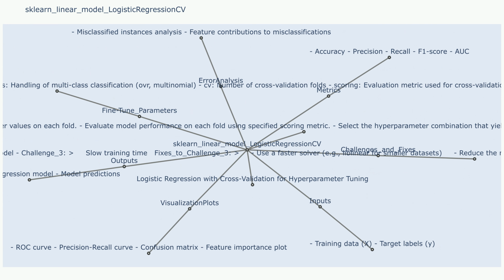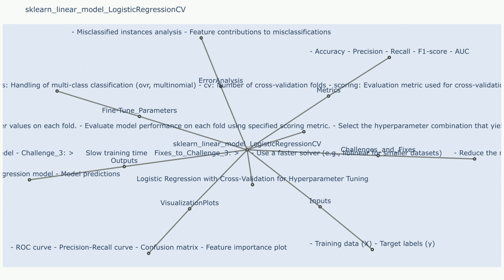Solver. The optimization algorithm used to find the optimal coefficients and intercept. LibLinear is efficient for small datasets. LBFGS is suitable for larger datasets. And SAG is efficient for large datasets with many features.